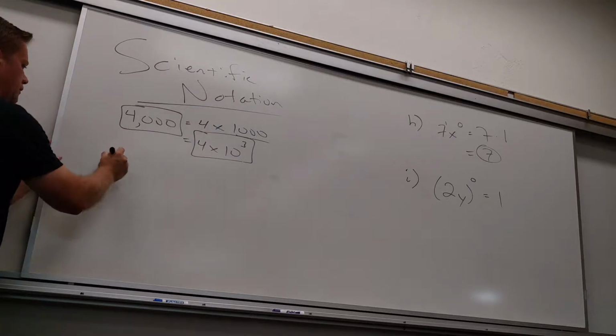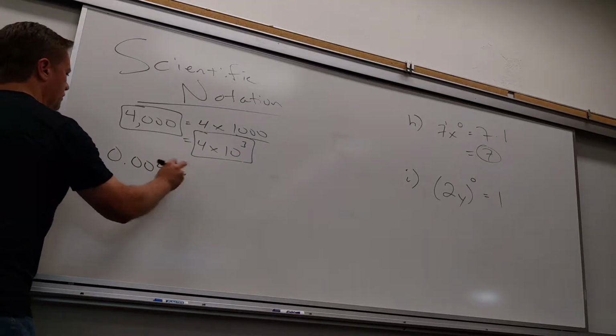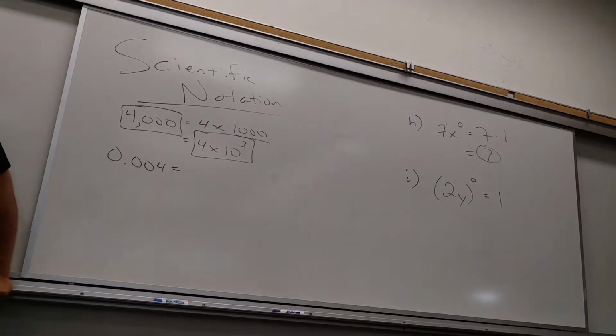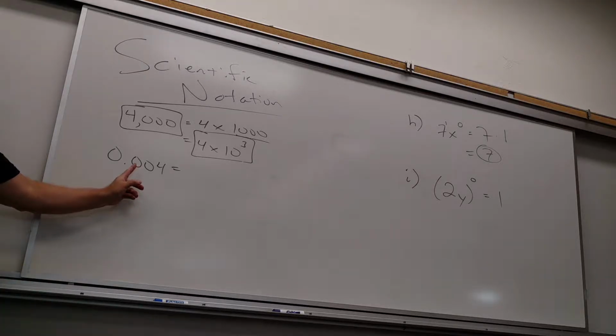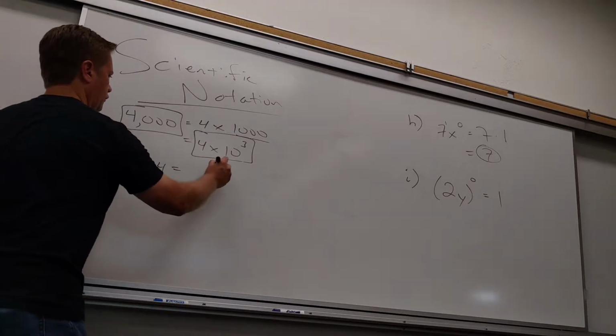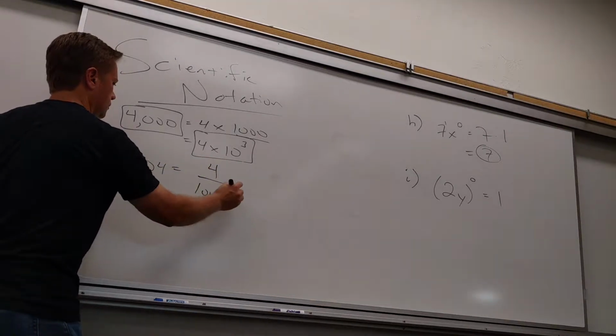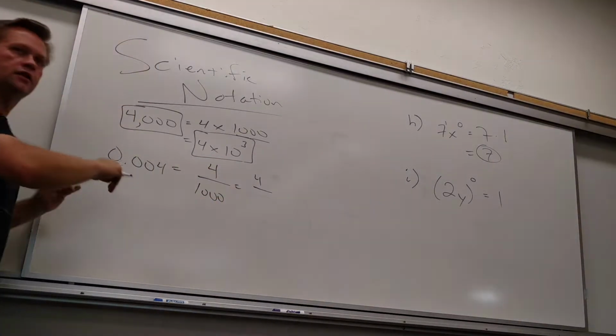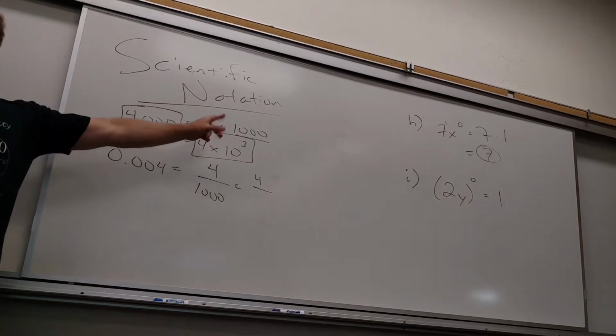So what happens if I have something like this? First step on this is, how do I write that as a fraction? What are the places here? Tenths, hundredths, thousandths. So it'll be 4 thousandths. 1,000 is 10 to the 3rd.